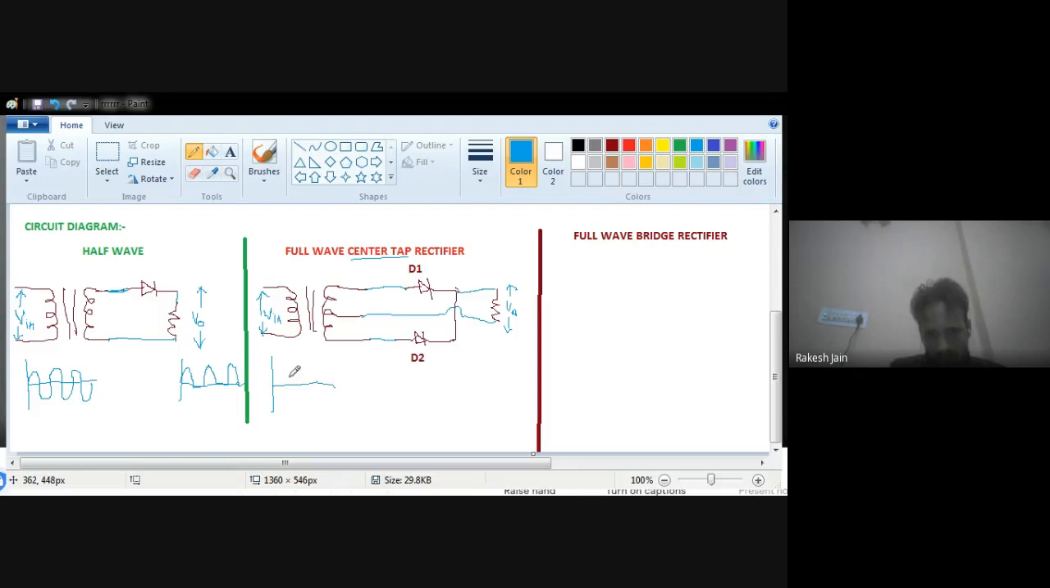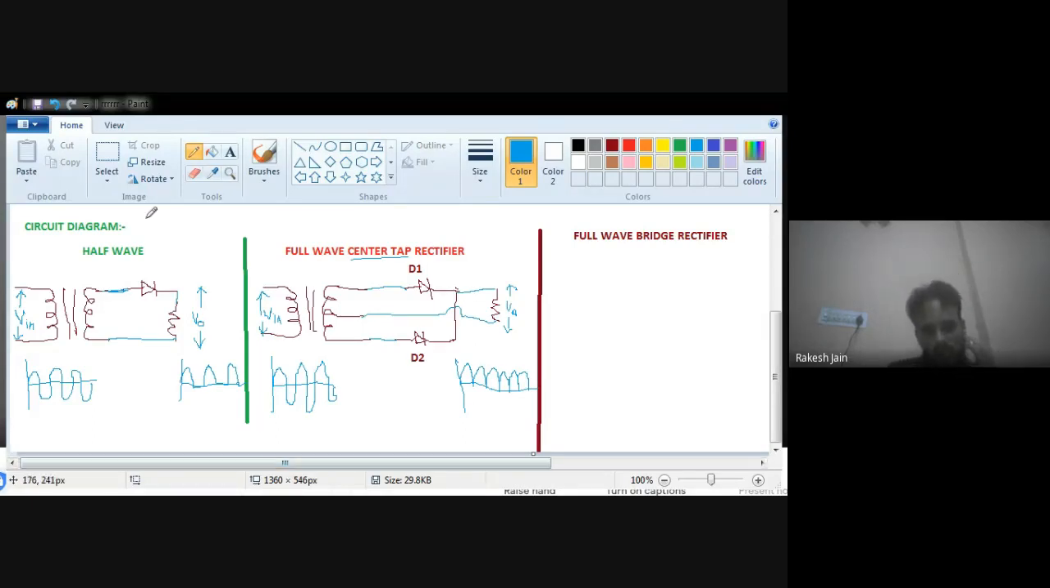So see, the input side is AC. Okay, and at the output side, we only find the positive ripples, the positive side. In the positive half cycle positive, in the negative half cycle also positive, and so on. So this kind of waveform I will find in the full wave center tap rectifier.